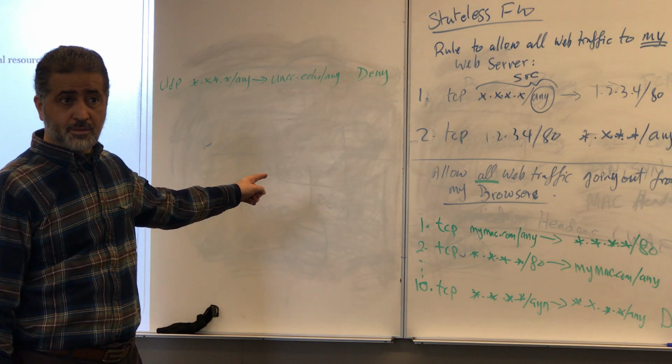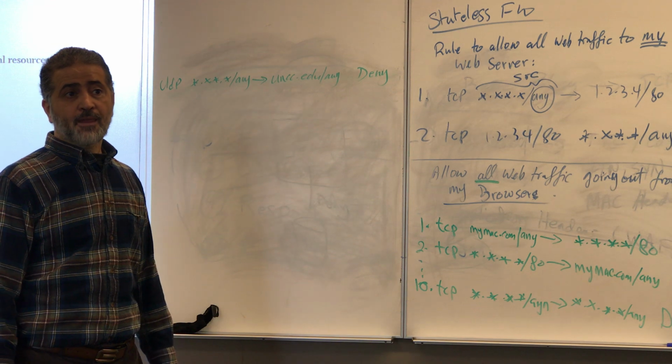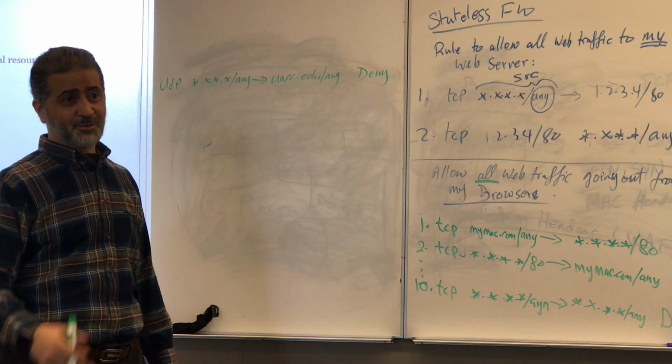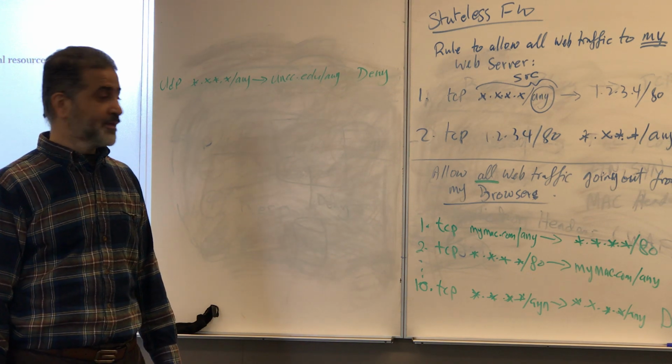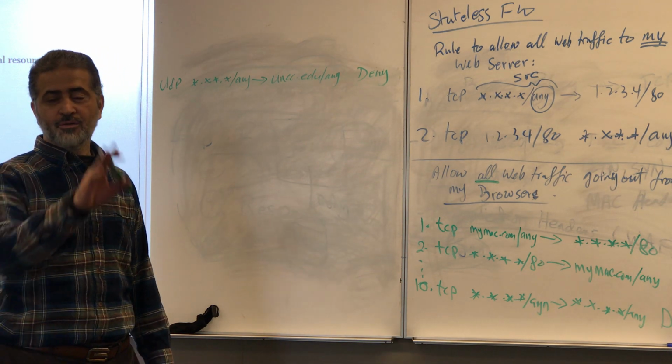You cannot block all UDP traffic. But you know what? You don't want to block all UDP traffic. Port 1900. What is 1900? That's a multicast port. No. Forget about multicast.